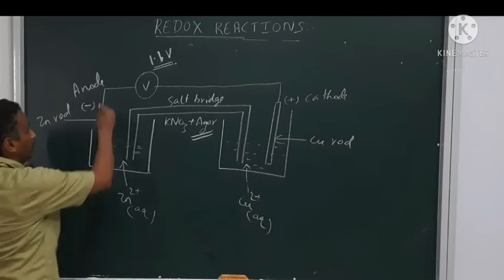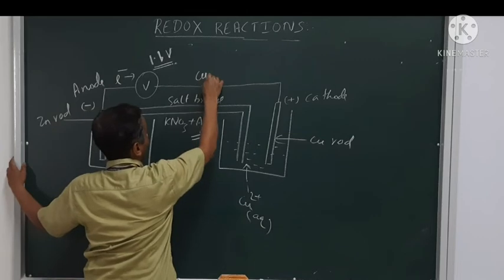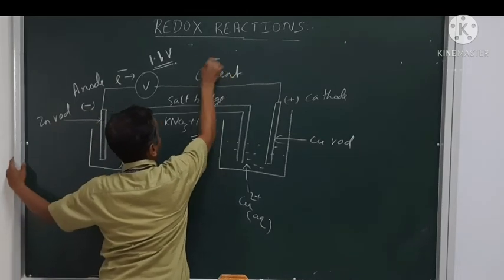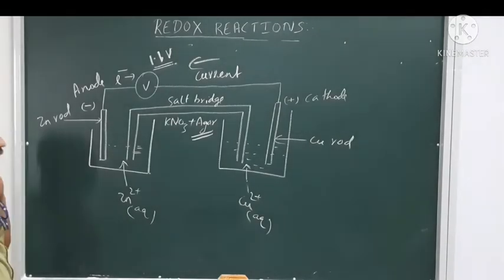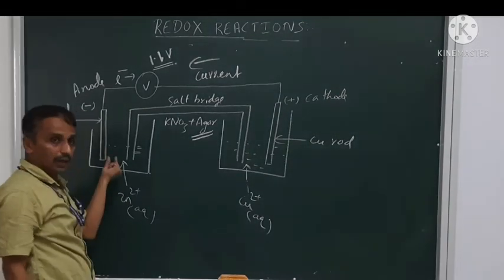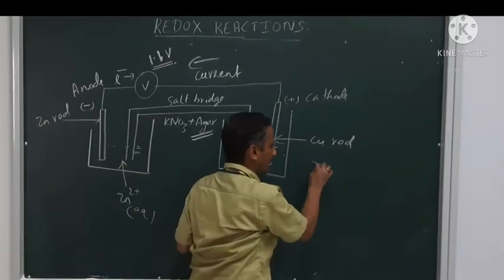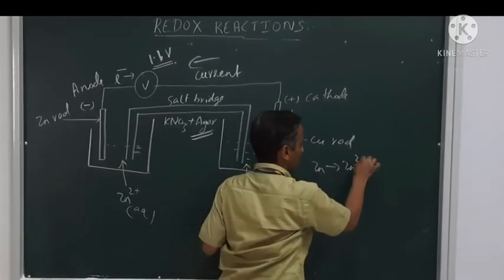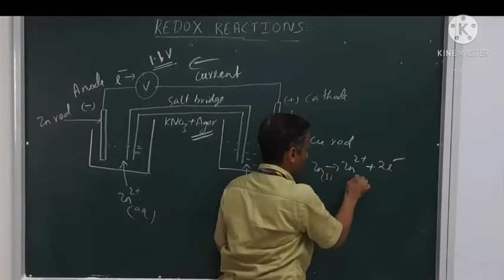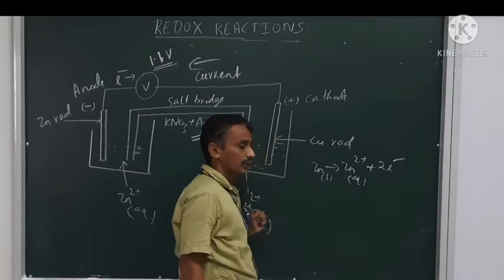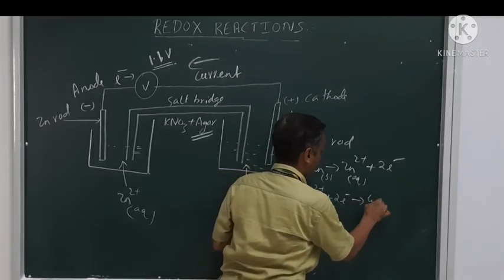Now, here electrons will move from anode to the cathode, whereas the current will move in the opposite direction, from the cathode to the anode. How? Already mentioned, zinc and copper together, then zinc undergoes oxidation to give Zn2+ and electrons. Zinc is solid, Zn2+ is aqueous. Then Cu2+ will take up the electrons and give copper solid.